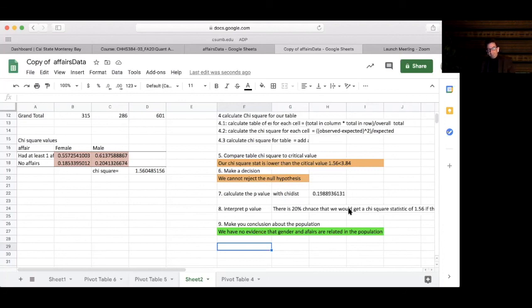So here, we don't know. It seems like there is no difference, right? We don't have any evidence to say that men are more or less likely to cheat than women in the population. We had a little difference in the sample, but we have no evidence to say that there is a difference between men and women in the population, right? And that is how you would conduct a chi-square test.